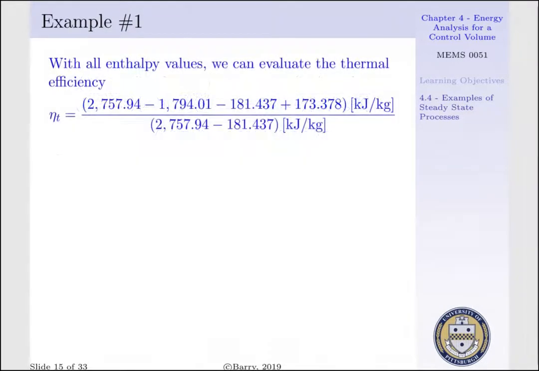Thus, with all our enthalpy values known, we can evaluate our thermal efficiency as follows. We have h3, which is 2757.94, less h4, which is 1794.01, less h2, which is 181.437, plus h1, which is 173.378, per h3, which is 2757.94, less h2, which is 181.437. Or the thermal efficiency of this particular Rankine cycle is 37.1%.